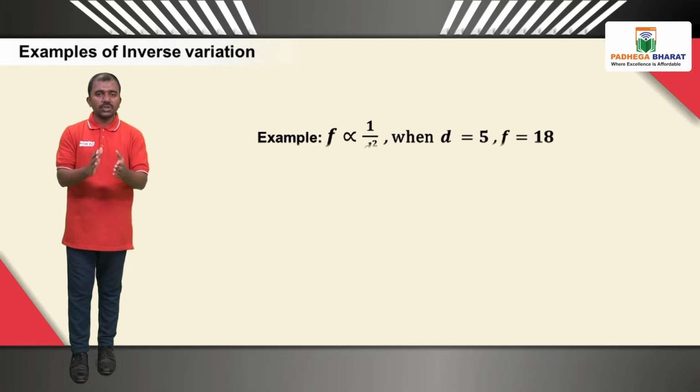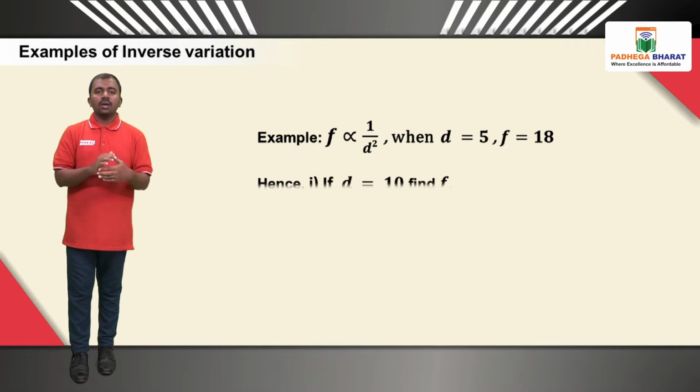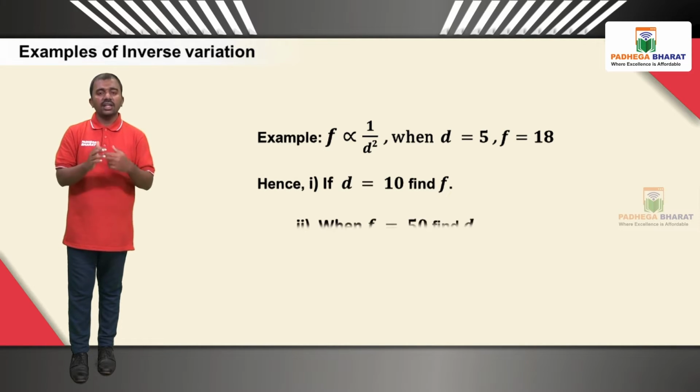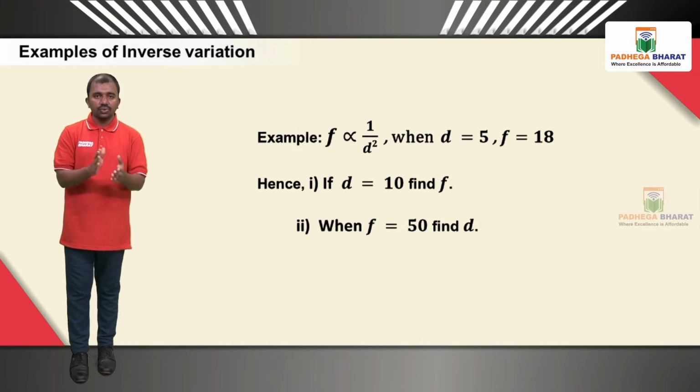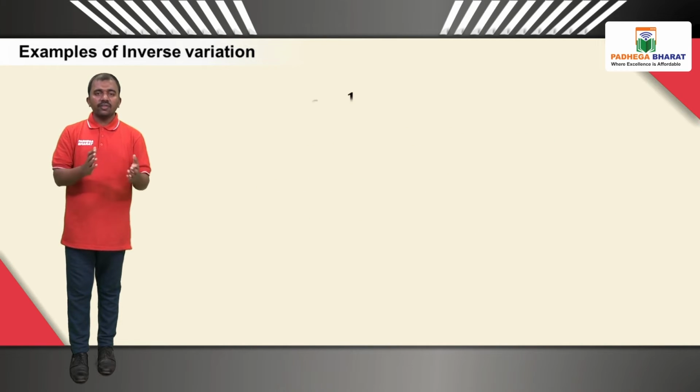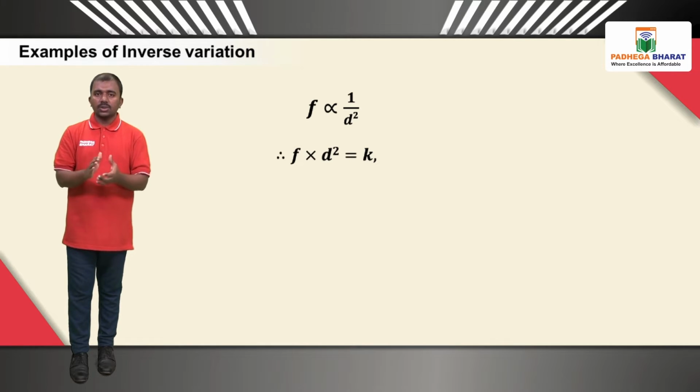F is inversely proportional to D square. When D is equal to 5, F is equal to 18. Now let us find the value of F when D is equal to 10, and let us find the value of D when F is equal to 15. Now we know F is inversely proportional to D square. That implies F into D square is equal to K.